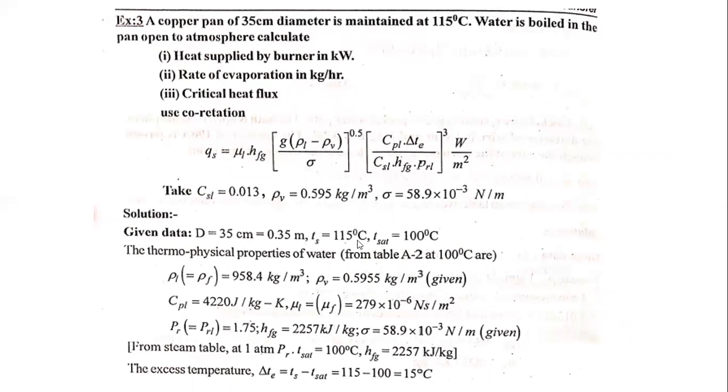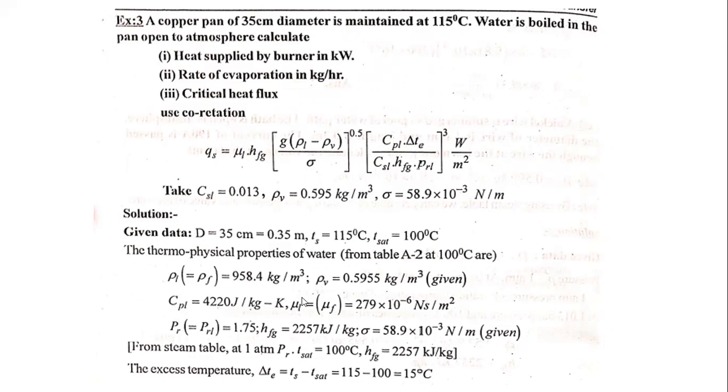T superheated is equal to 115 degrees Celsius, and T saturated is 100 degrees Celsius. From the thermophysical properties of water in Table A2 at 100 degrees Celsius, we get the density of the liquid as 958.4 kg per meter cube, the density of water vapor as 0.5955 kg per meter cube, and the specific heat of the liquid as 4220 joule per kg Kelvin.